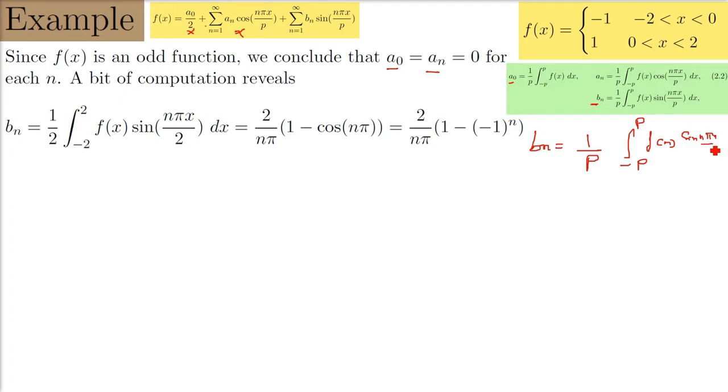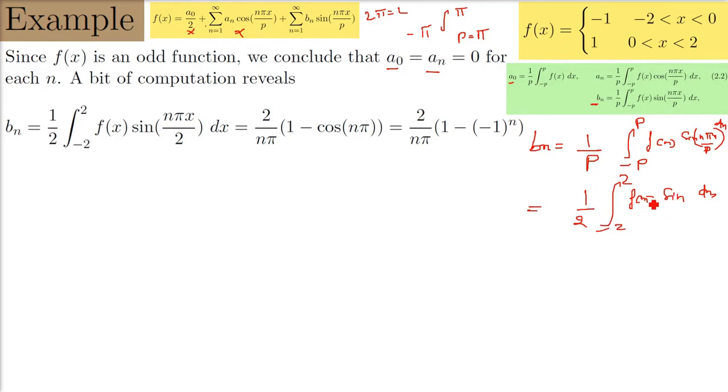This p you will see in various discussions, capital L also. Same thing. See, this is negative p to p. If I take from minus pi to pi, p is pi because the range is 2 pi. L is 2 pi. Here it is from negative 2 to 0 and 0 to 2, so actually we are taking it from negative 2 to 2. So p is 2 here. So f(x), let me write f(x) and sin dx. Sine has n pi x by 2 inside.